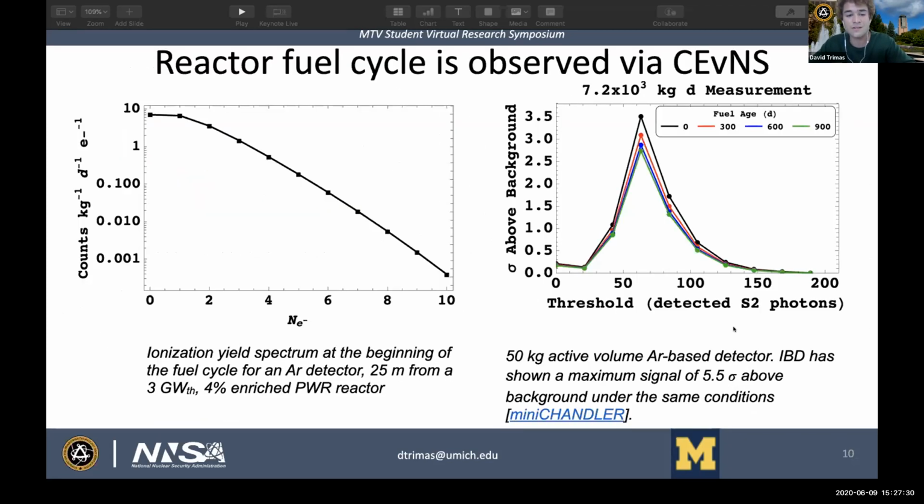So the reactor fuel cycle is one thing we can observe with CEVNS. This is the first thing I'd want to look at.